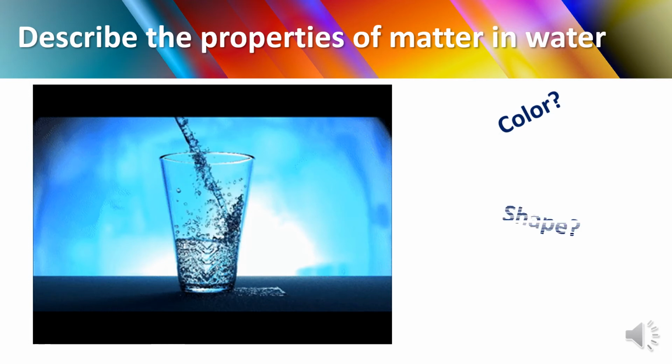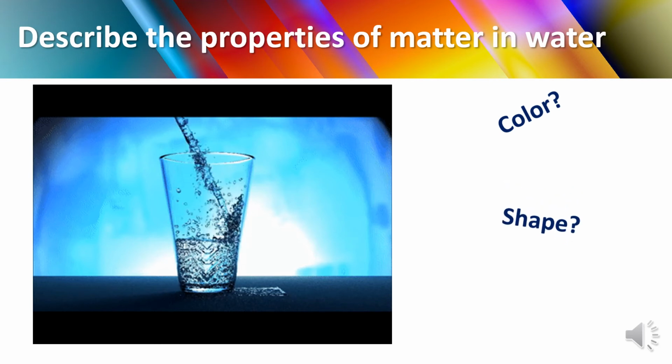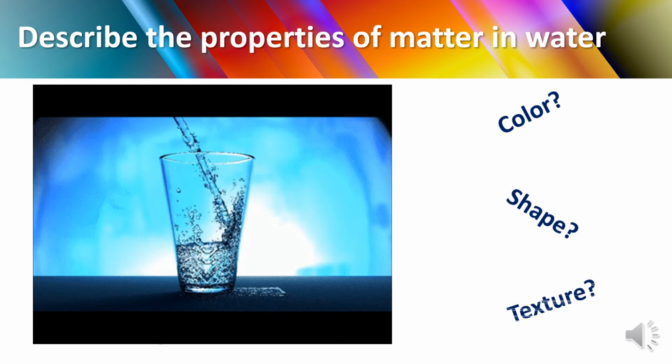Now, what is the shape of this water? Is there a particular shape of the water? Is it rectangle, circle, or square? There is none because water follows the shape of the container. In this instance, it follows the shape of the glass. And texture. Does water have a texture? Water does not have a texture.